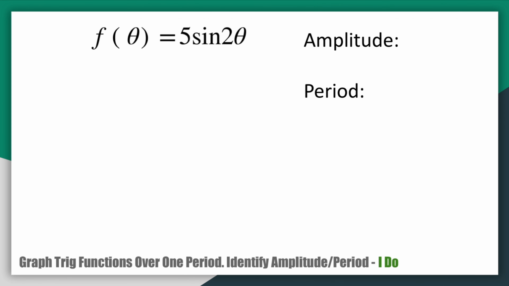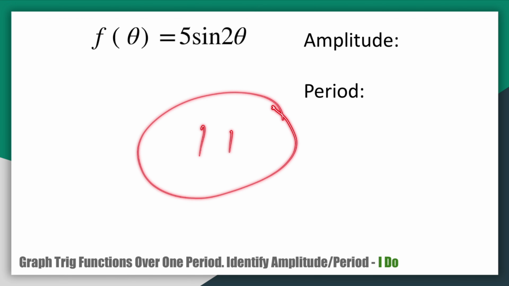Now, here's the last one. I want you guys to give this a pause and see if you can find the amplitude and the period.